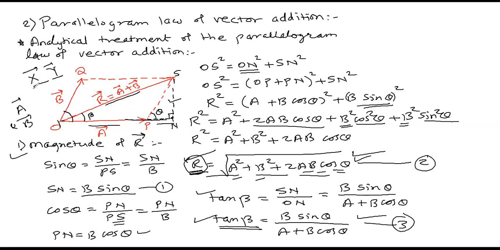For example, suppose you take x and y here, then this formula will change as R is equal to square root of x square plus y square plus twice xy into cos theta, like this. So it is very easy to remember, and similarly for the direction of the resultant vector R, this particular formula is given. I hope all of you understood these two laws of vector addition, and try to remember these formulas for calculation purposes.